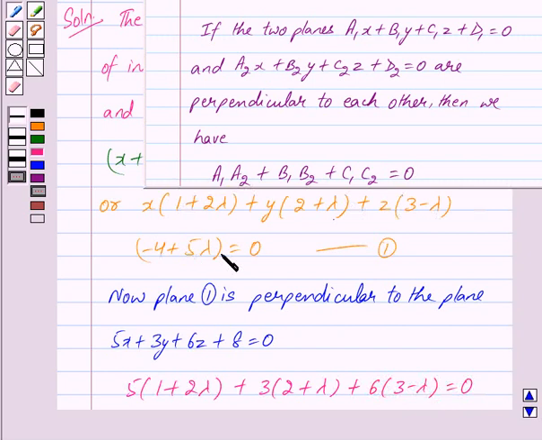Now here we have a1 = 1 + 2 lambda, b1 = 2 + lambda, c1 = 3 - lambda, and d1 = -4 + 5 lambda. And here a2 = 5, b2 = 3, c2 = 6, and d2 = 8. So putting all these values in this formula, we get 5 into (1 + 2 lambda) + 3 into (2 + lambda) + 6 into (3 - lambda) = 0.